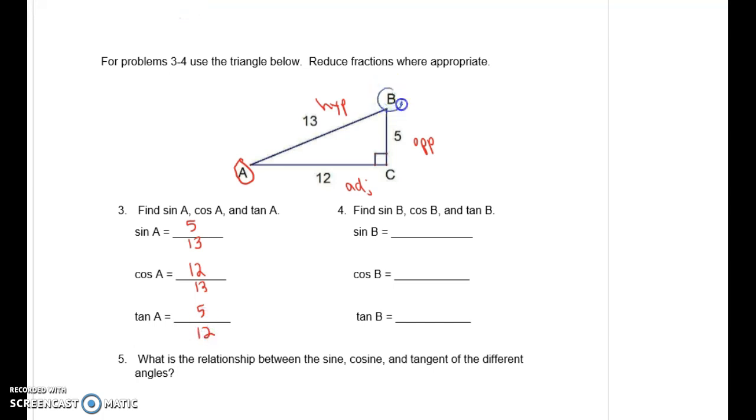But for angle B, this is now the opposite side, this is now the adjacent side, and the hypotenuse has not changed. It's still the same thing. So finding the sine of angle B, we go across from angle B, we get 12, and our hypotenuse is 13. The cosine of B, the adjacent side is 5, the hypotenuse is 13. And for the tangent, it's the opposite side, which is 12, divided by adjacent side, which is 5.